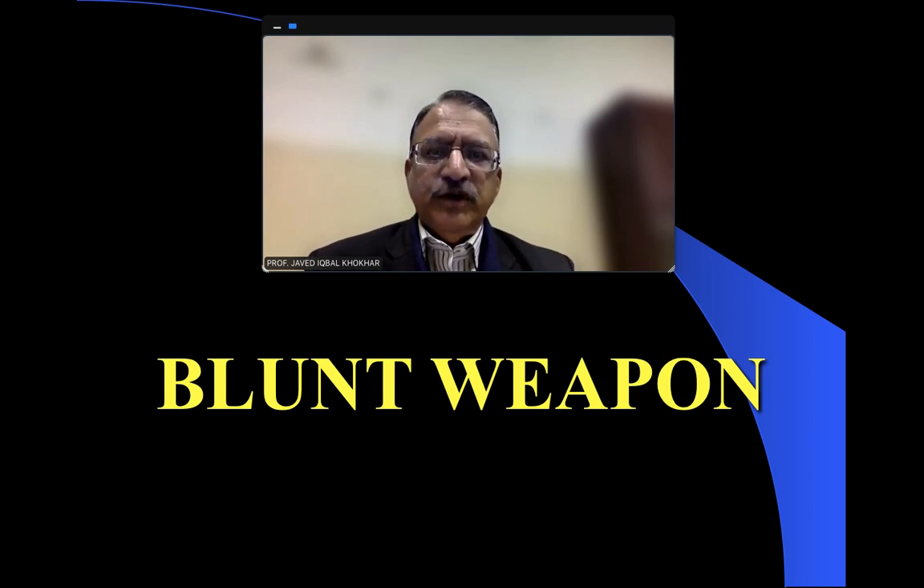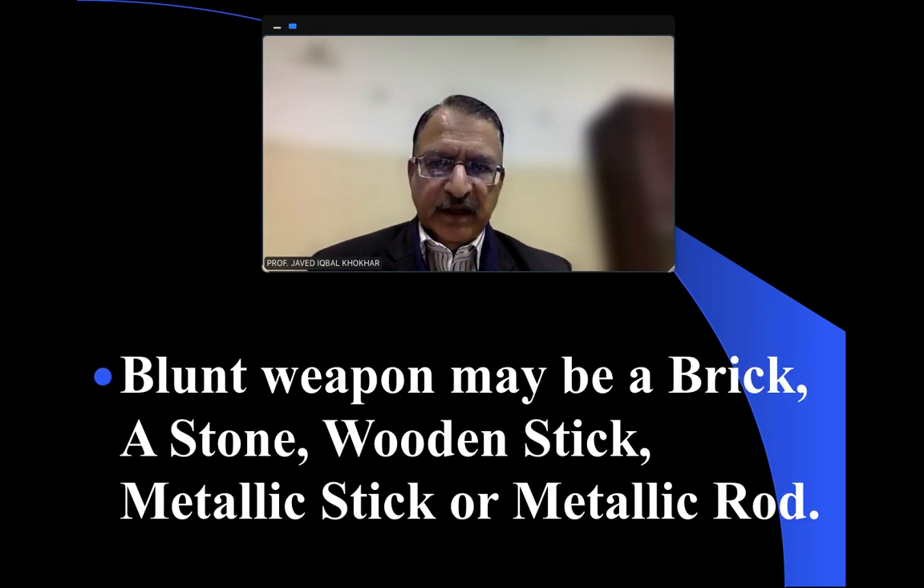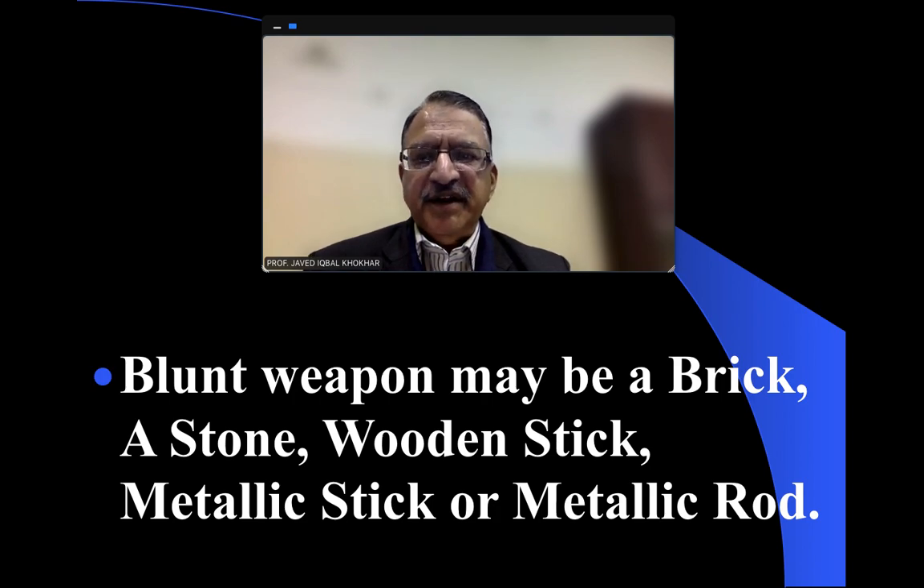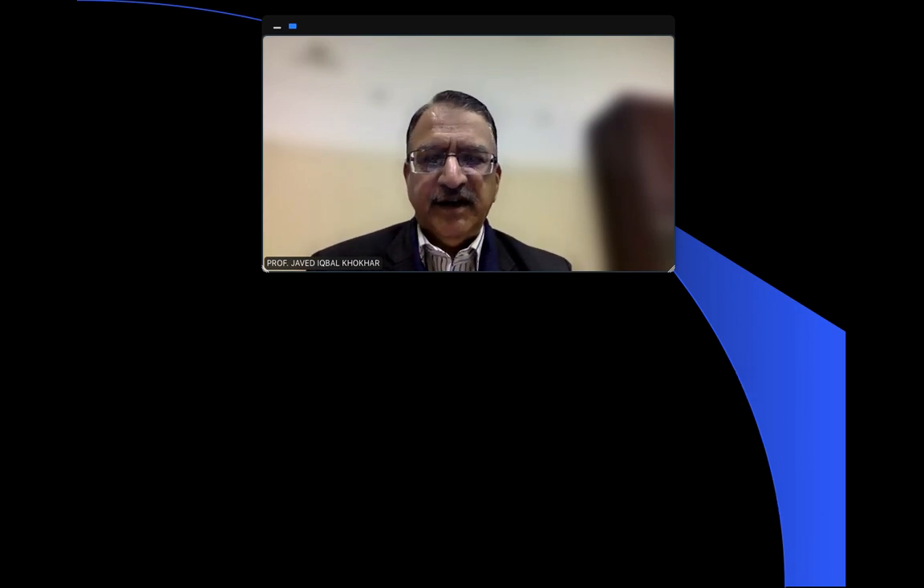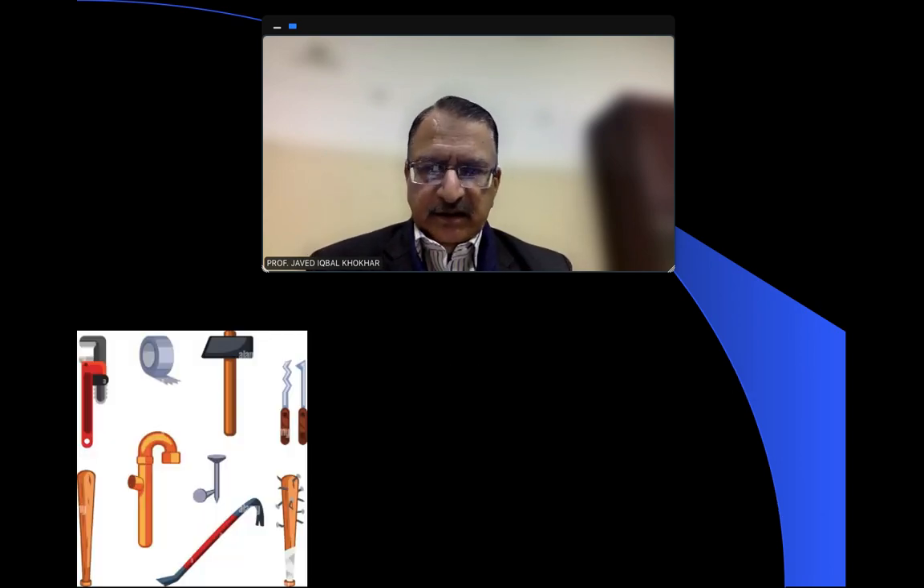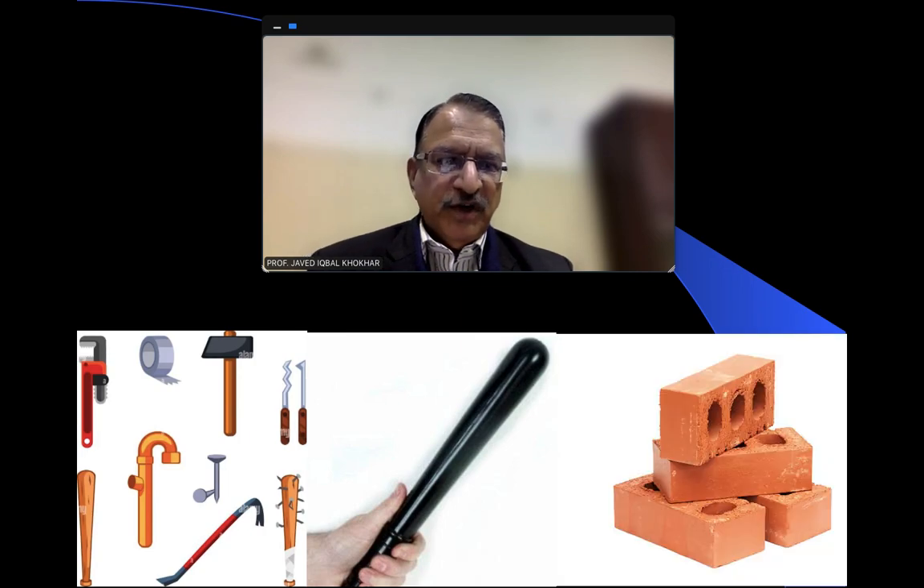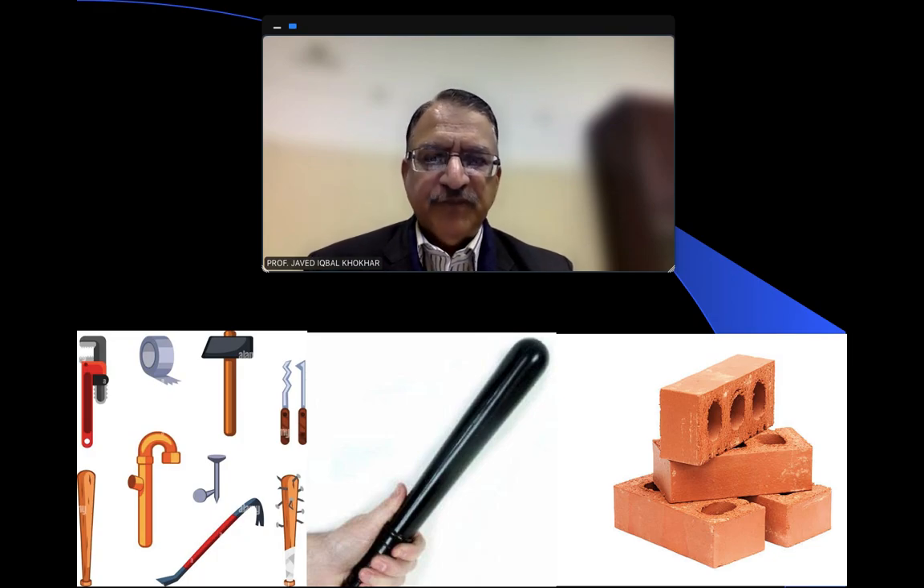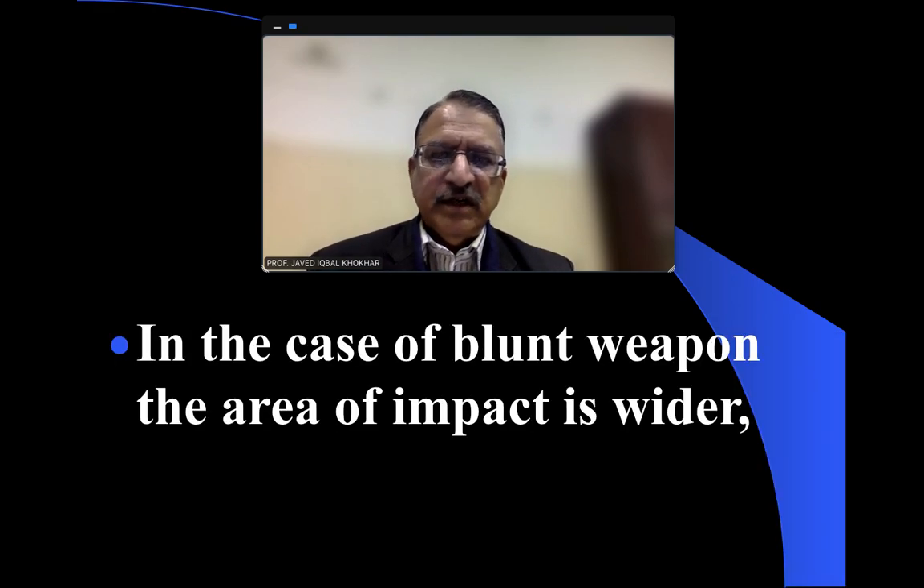Now, we talk about, depending upon the intrinsic qualities of the weapon, the blunt weapon. The blunt weapon may be a brick, a stone, a wooden stick, a metallic stick, or a metallic rod. They are all blunt. These are a few pictures showing various blunt objects, which become weapons when they are used with evil intent.